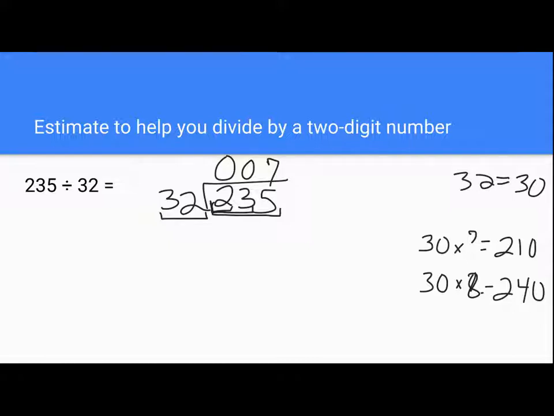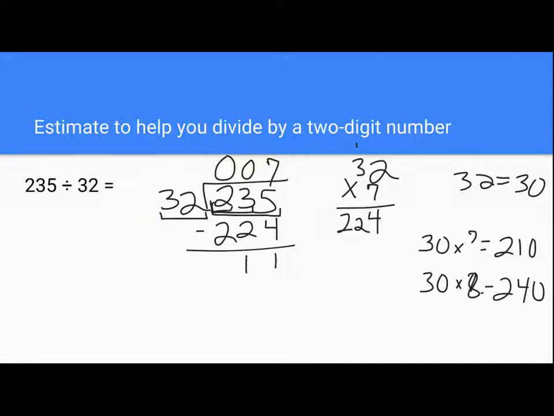But now what I have to remember is that I need to multiply 32 times 7. 30 was just my estimate to help me guess. 7 times 2 is 14. 7 times 1 is 7. 7 times 3 is 21 plus 1 is 22. Okay, I think this is going to work. So let's subtract 7 times 32, which is 224, and we end up with a remainder of 11.